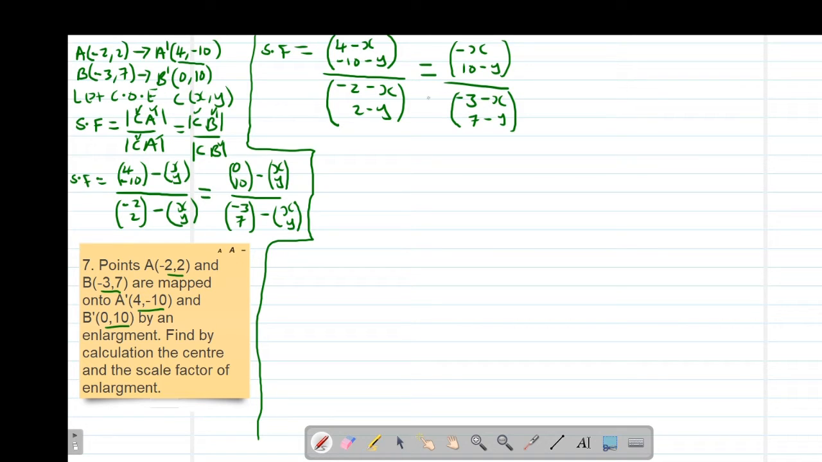From this point, I'm going to do what we call cross multiplication. This one should multiply with this value here, so that I have 4 minus x, then negative 10 minus y.